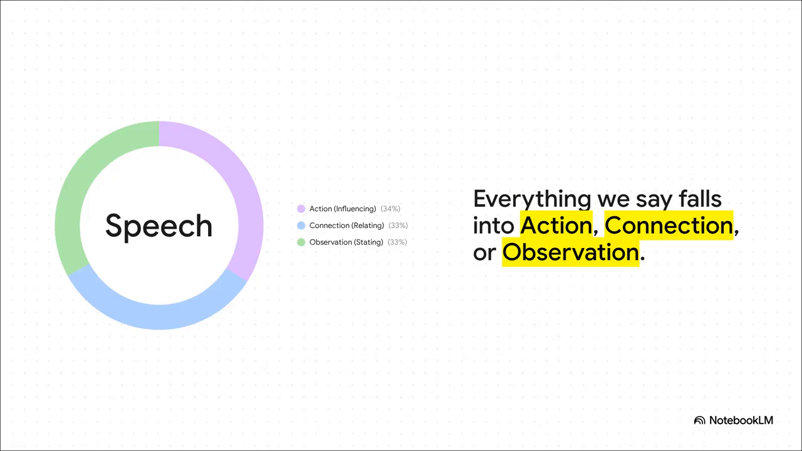So it really all comes down to this. Pretty much everything we say falls into one of these three buckets. We're either trying to make something happen, that's action, we're nurturing our relationships, that's connection, or we're sharing our view of the world, that's observation. That's it. That's the fundamental architecture of how we talk.